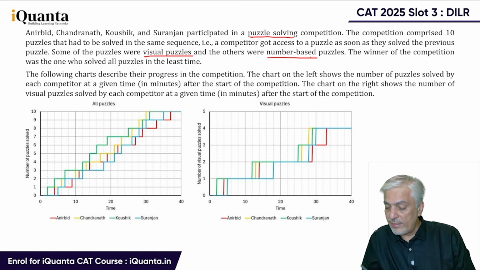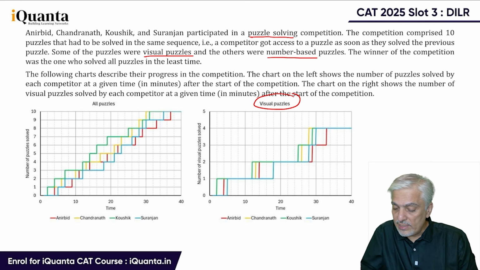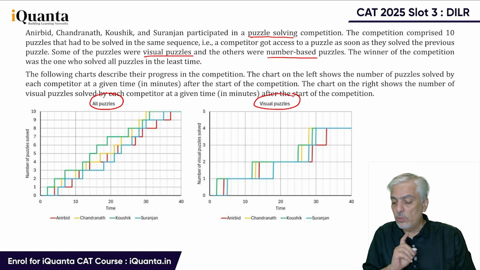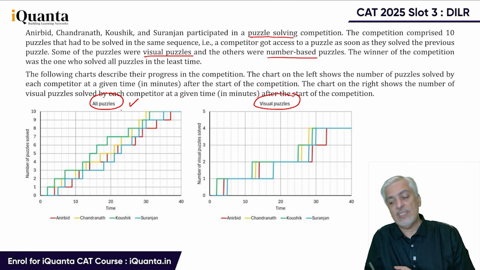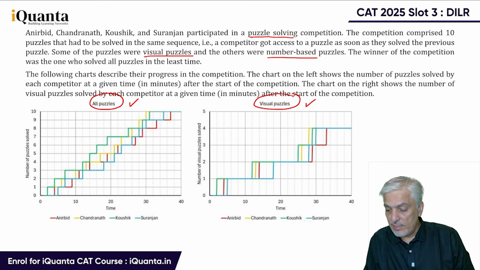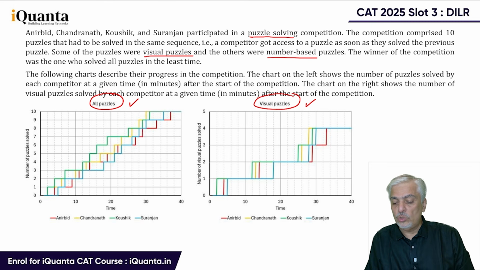Okay, so from what I read over here, this is visual puzzles while this is all puzzles. So basically this graph has mixed up both the puzzles and this is only about visual. So in short, from all, if I remove visual, I'll get number based puzzles. The winner of the competition was the one who solved all the puzzles in the least time. Fine. The following chart describes their progress in the competition. The chart on the left shows the number of puzzles solved by each competitor at a given time in minutes.